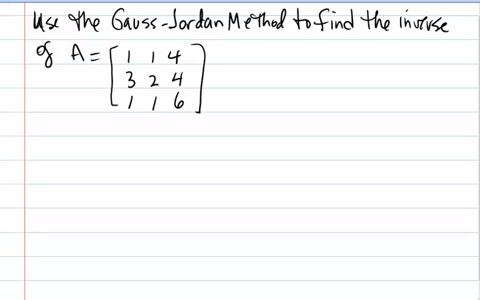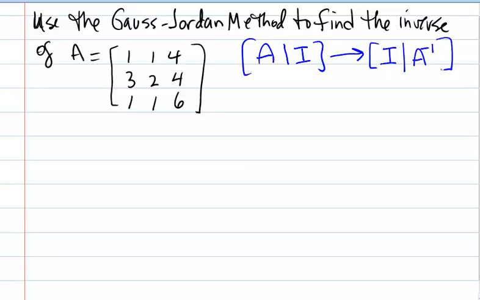In this video, I'm going to use the Gauss Jordan method to find the inverse of this 3 by 3 matrix here. This is going to be a long problem, but it works just like the shorter problem that we did in class. I'm going to first take the matrix A and augment it with the identity. I'm going to do row operations until the left-hand side looks like the identity, and what is sitting on the right-hand side will be the inverse of A.